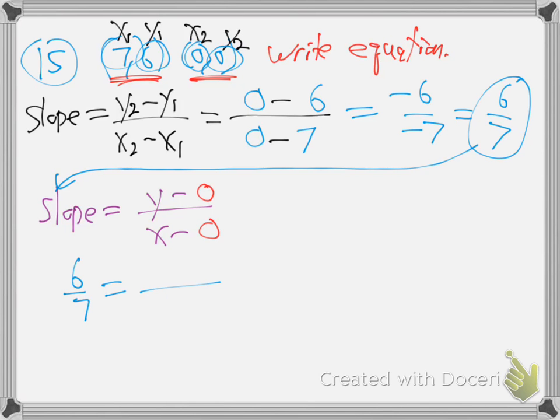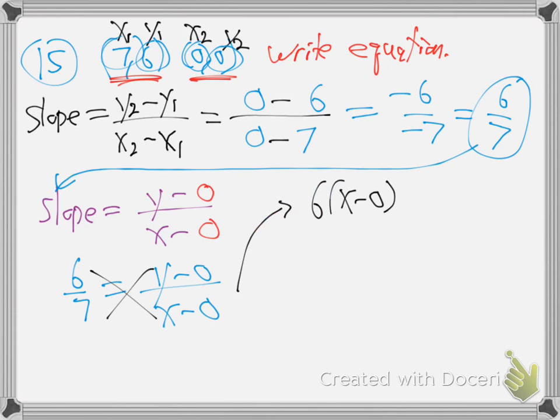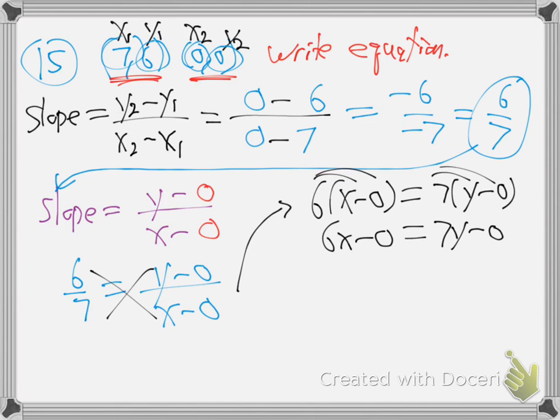Put the zeros back there. Y minus 0, x minus 0. And then what do we do from here? Diagonal, diagonal, huh? So bring it up here. What do we get? 6 times x minus nothing. 7 times y minus nothing. Distribute, distribute. 6x minus nothing. 7y minus nothing. 6x is 7y. We're all the way to there.